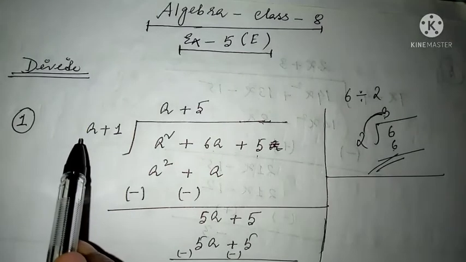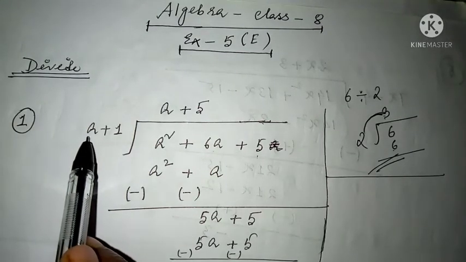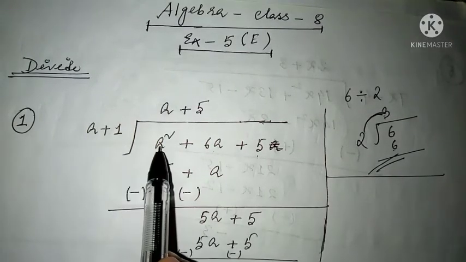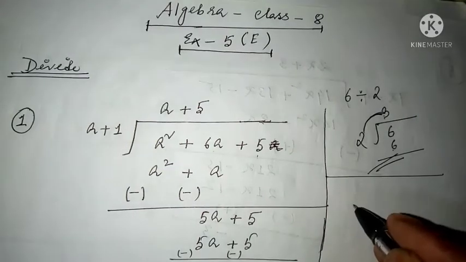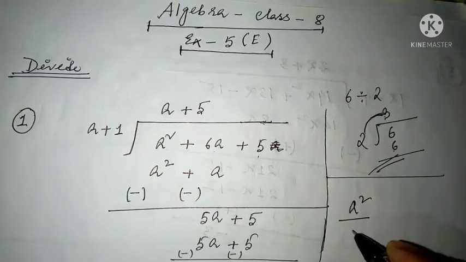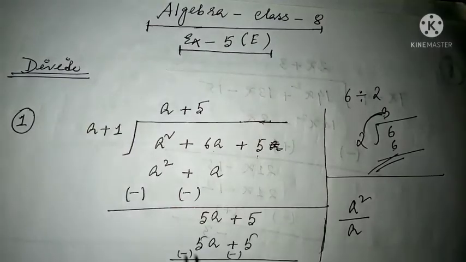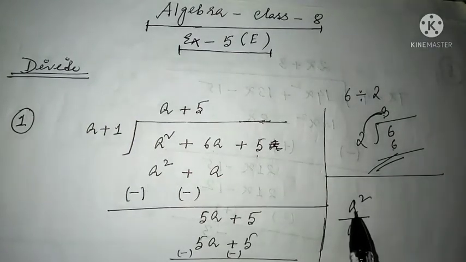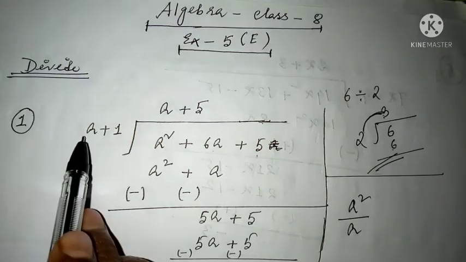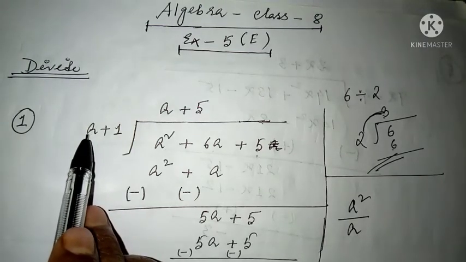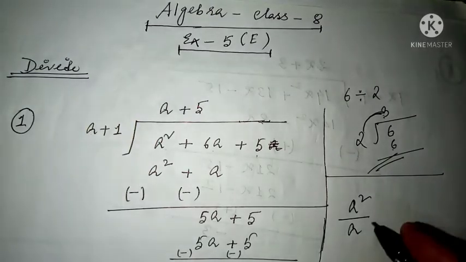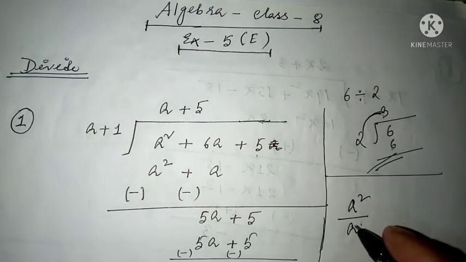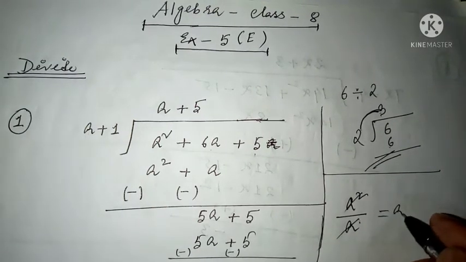So first of all you have to select the first term of the divisor, that is a, and the first term of the dividend. That means you can see here, a square divided by a. This a square is from your dividend, and this a is from your divisor. Then a square divided by a, that is how many times? That is a times.